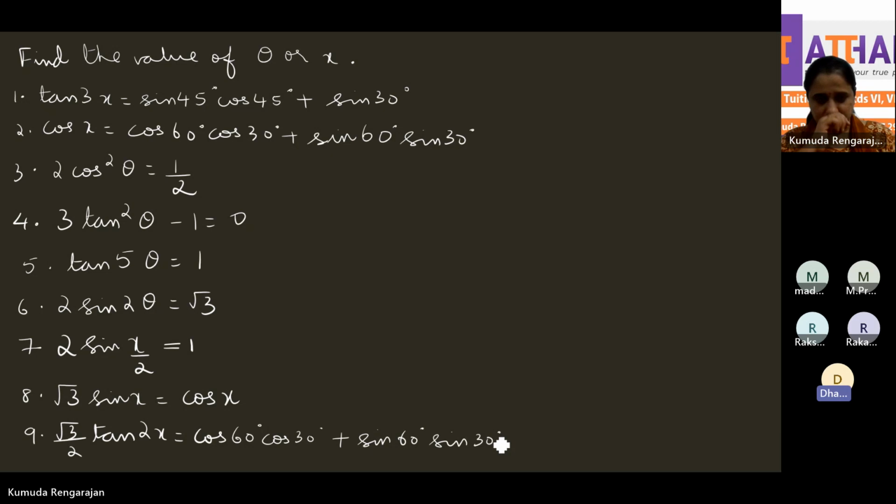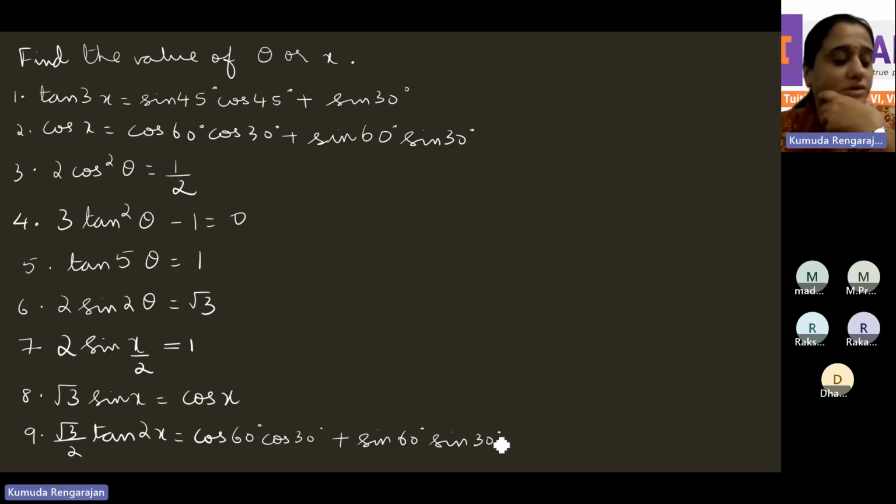Ma'am, for the second one, X is 30, ma'am. 30. Okay. Yeah, here also there's one student who's got 30. I got 30, ma'am. I too got it, ma'am. Okay, good.